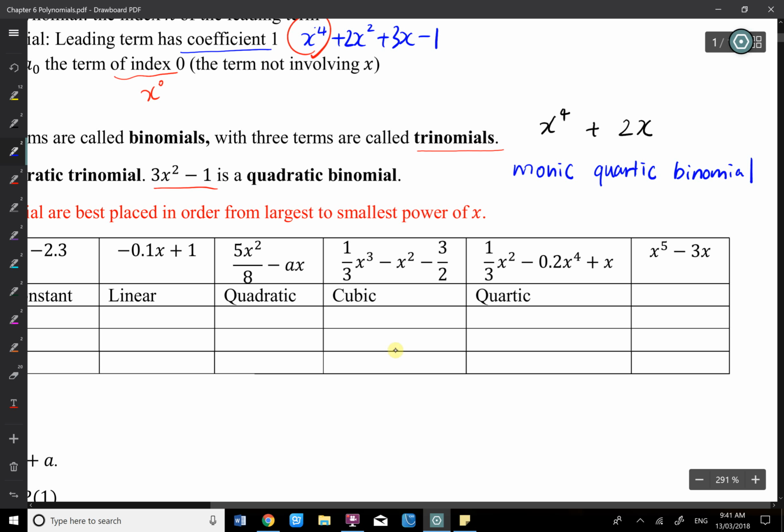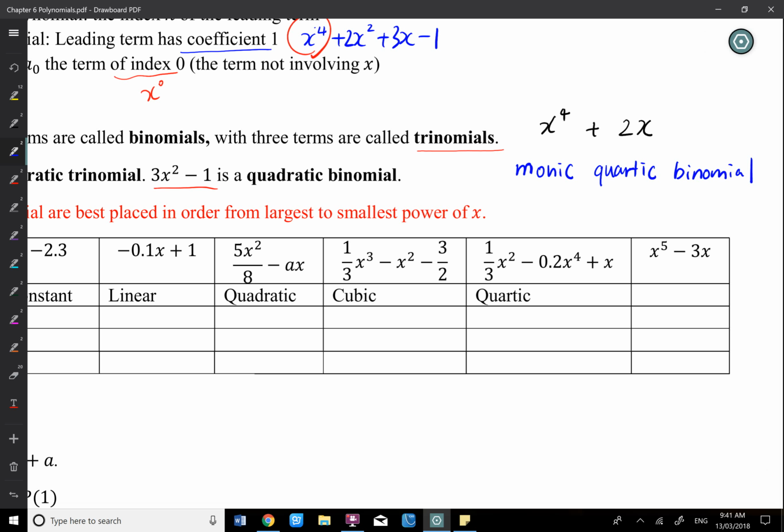Why monic? Because the leading term has a coefficient of 1. The leading term has a power of 4, so that's a quartic. The highest power is 4, it's called a quartic. 2 terms, binomial. So that's a monic quartic binomial. That's how to name a polynomial.